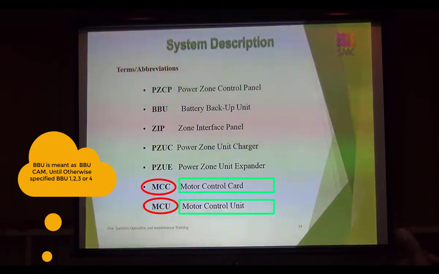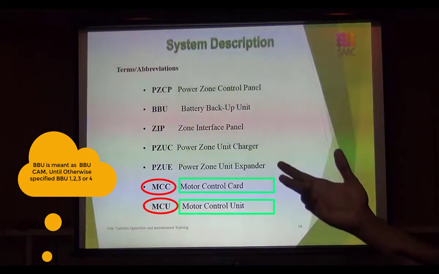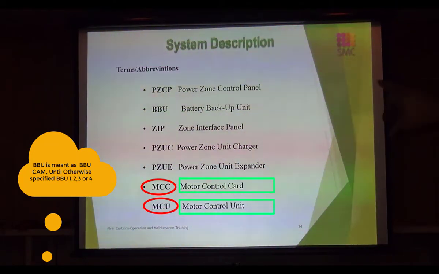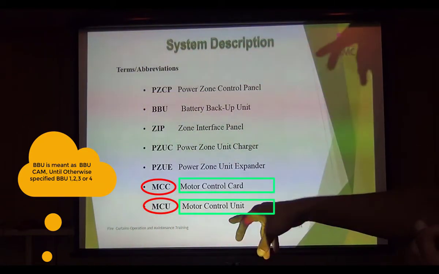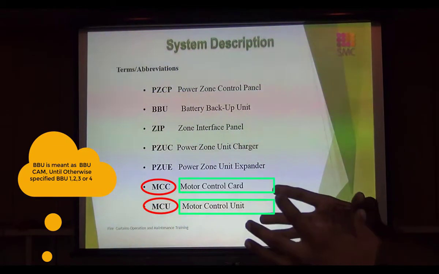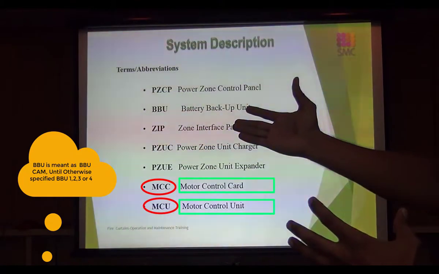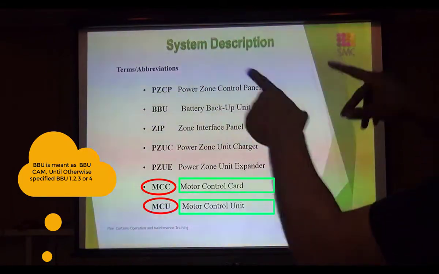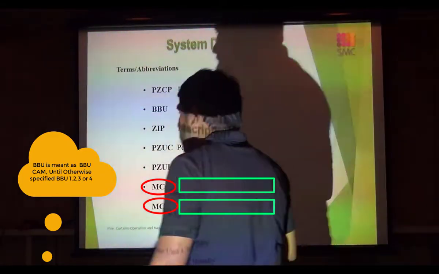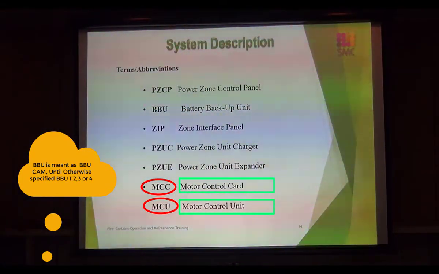And MCC is this card. Sometimes what happens, when you want to order, you find a problem in this card. Simply, the name represents it: MCC is a motor control card. You don't need to take this whole assembly. You just need a motor control card, which is inside the MCU. The functions for both are the same. Here we installed one MCC and this is the MCU. These two abbreviations should not confuse you.